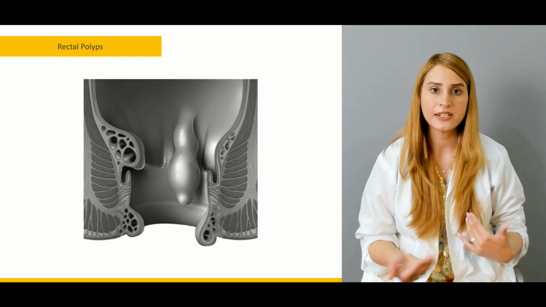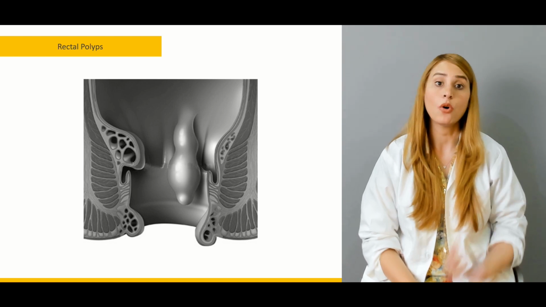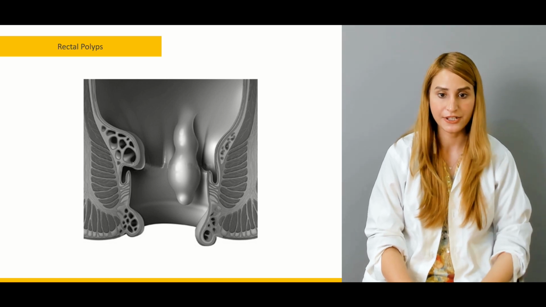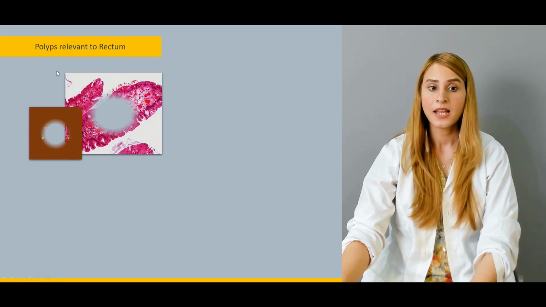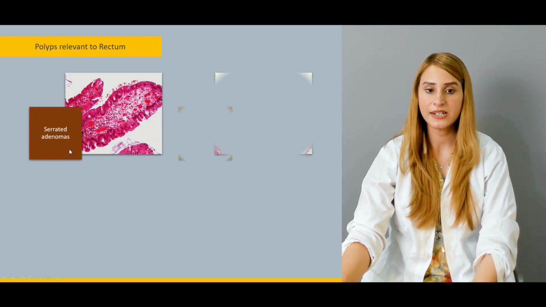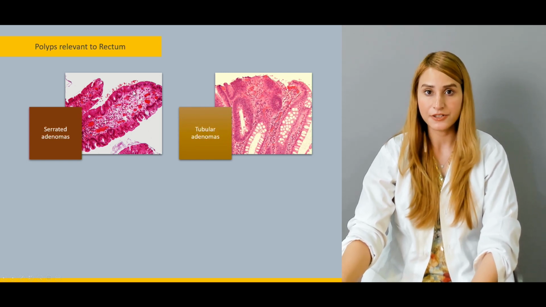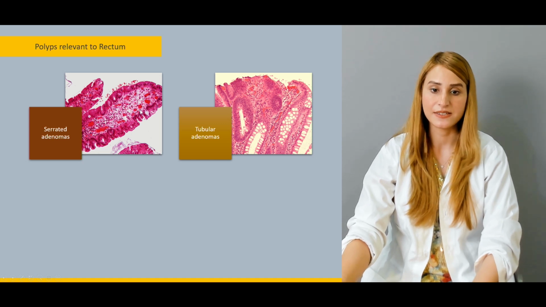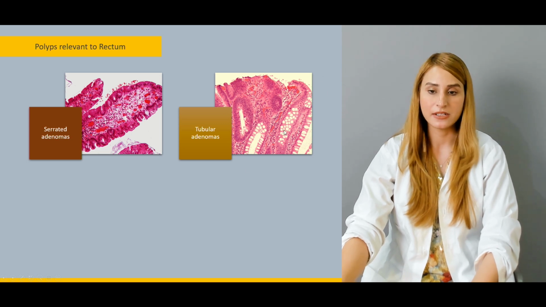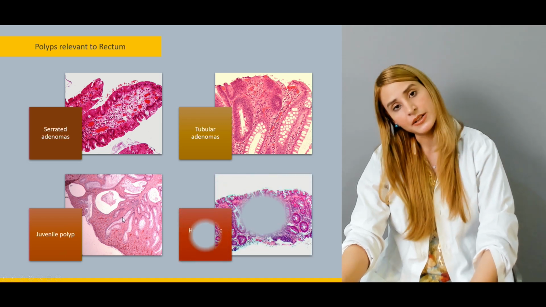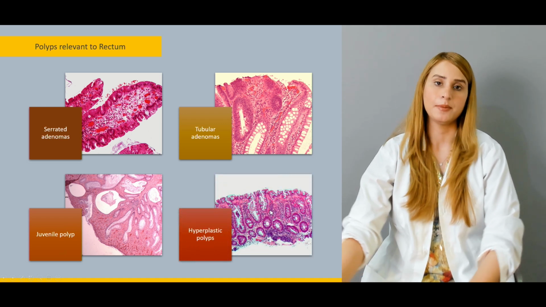The serrated polyps also have increased risk of malignancy, and they're called serrated because of their serrated appearance. You can see here, this is the rectal mucosa, and the polyp is coming out there. What are the polyps relevant to the rectum? Serrated adenomas. They're called serrated adenomas because their borders or surfaces are serrated, as you can see in the picture. They can be tubular adenomas because they have the appearance of a tube. There can be juvenile polyps, which are common in young children, and there can be hyperplastic polyps as well.